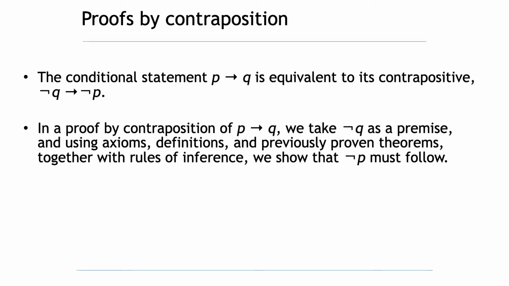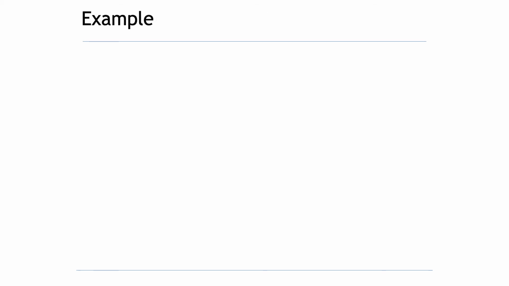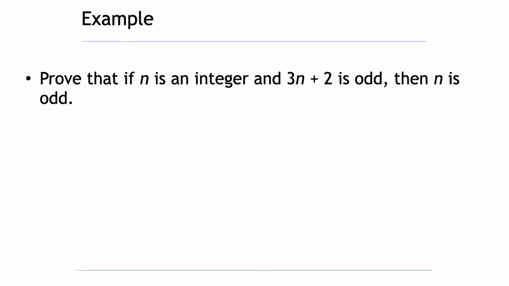In a proof by contraposition of P implies Q, we take not Q as a premise, and then we use axioms, definitions, and previously proven theorems together with rules of inference, and we show that not P must follow. In other words, we first transform our theorem using the contrapositive, and then we just make a direct proof. Let's see the following example. Prove that if n is an integer and 3n plus 2 is odd, then n is also odd.